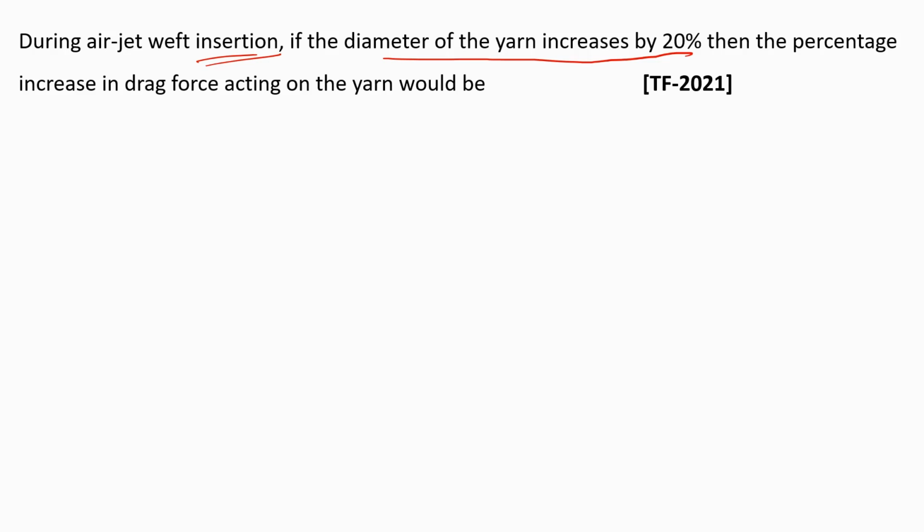If you have read about the air jet weft insertion system, then you must know that drag force is equal to pi dl. D is the diameter and L is the length. So it is directly proportional to the diameter of the yarn. By how much the yarn diameter increases, the drag force will also increase by the same amount. So the drag force is directly proportional to diameter.